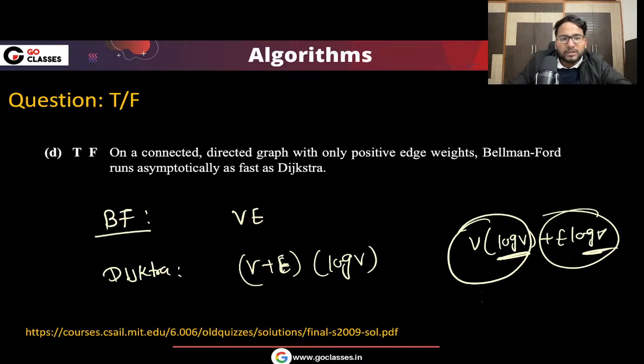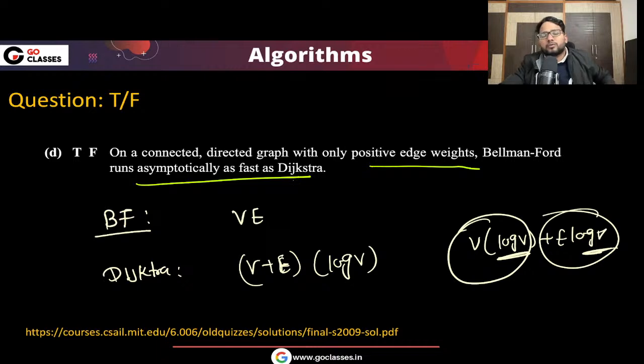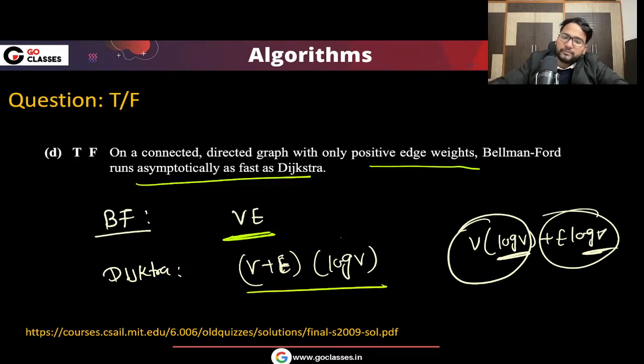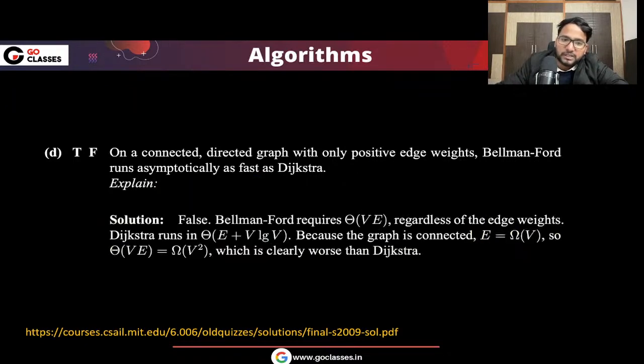So what they are saying is that on a directed graph with only positive weights, Bellman-Ford runs asymptotically as fast as Dijkstra. So what do you think? No, right? Bellman-Ford is V times E. Dijkstra is V plus E log V. These are not the same. So basically it is false, right? See here. So these are not the same.